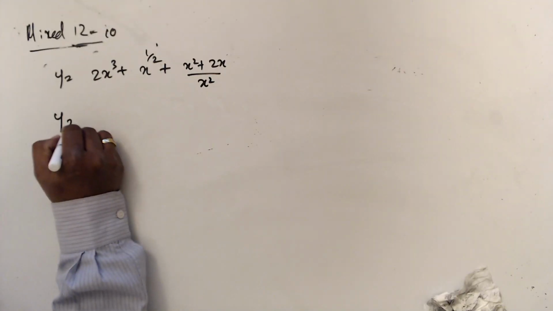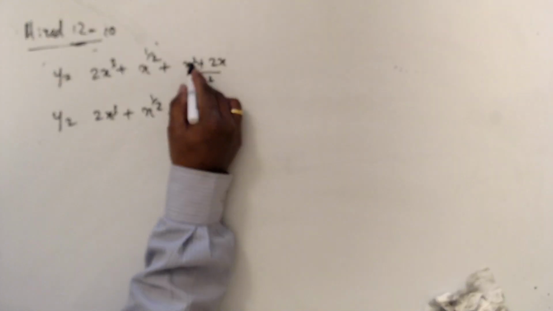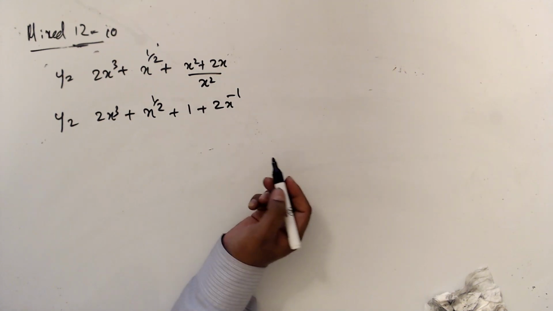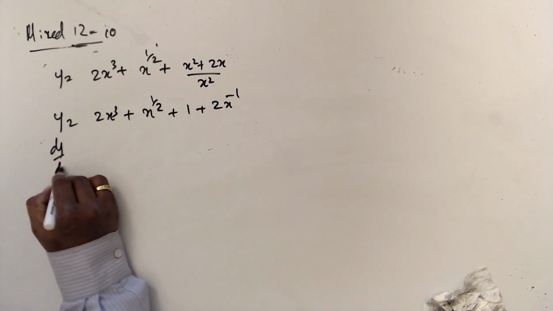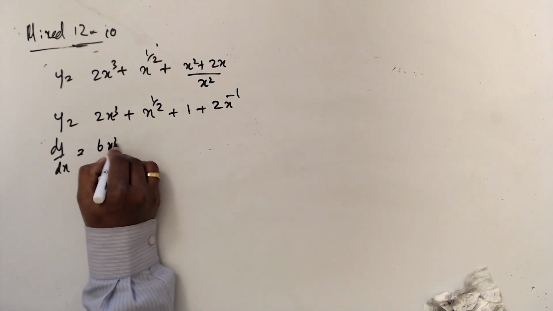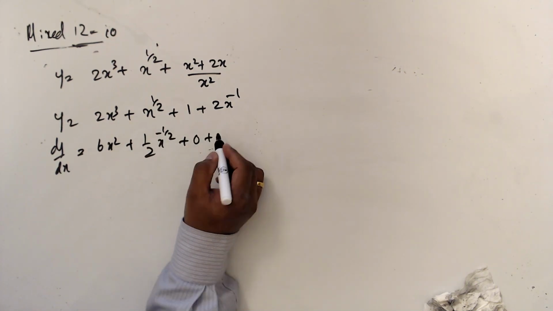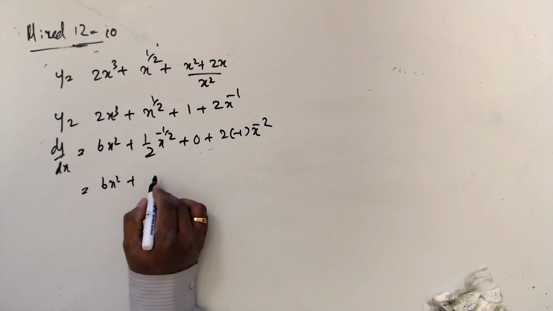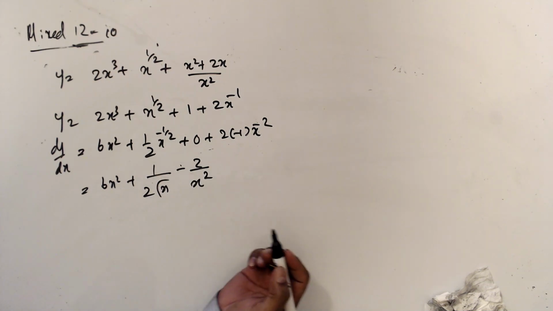Question number 10. y equals 2x cubed plus x to the half, plus x squared divided by x squared, 1, and 2x over x squared means 2x minus 1. Then dy/dx is 6x squared plus (1/2)x^(-1/2) plus 0 plus 2 times minus 1 x^(-2). So 6x squared plus 1 over 2 square root x minus 2 over x squared.